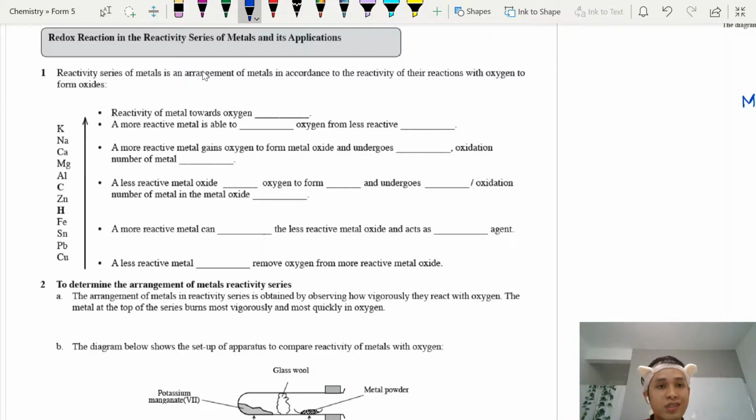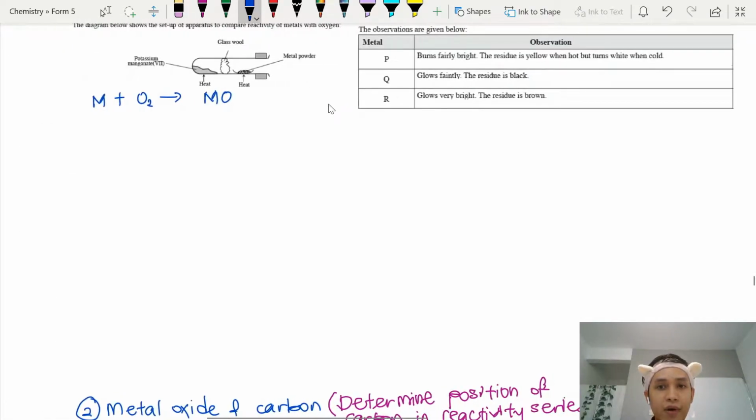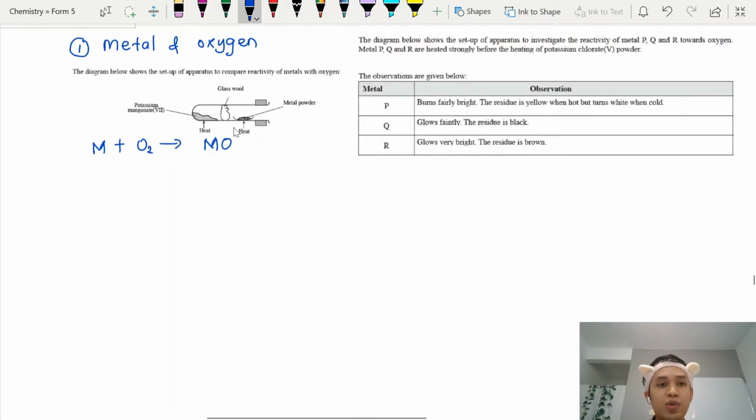Okay, so in this part, we are actually looking at three different types of reactions. One is the metal and oxygen, another one is with the carbon, and the final one is with the hydrogen. So I'm going to go straight into the first type of reactivity, which is between metal and oxygen. So you need to know what is going on here.